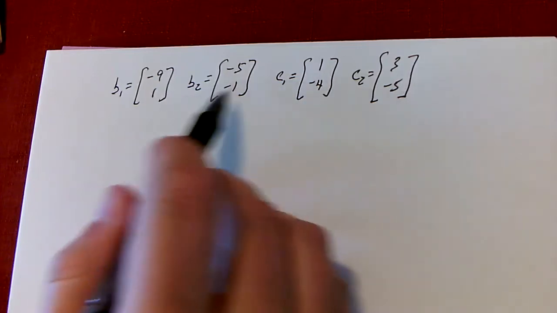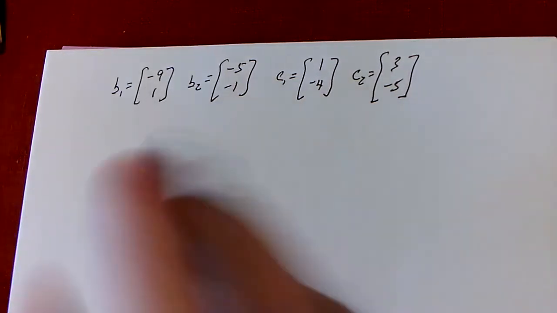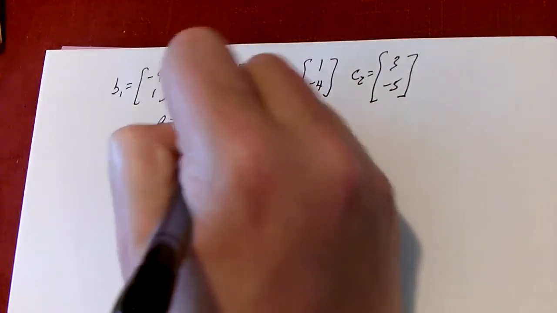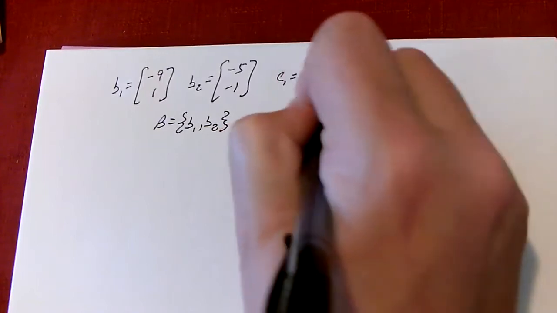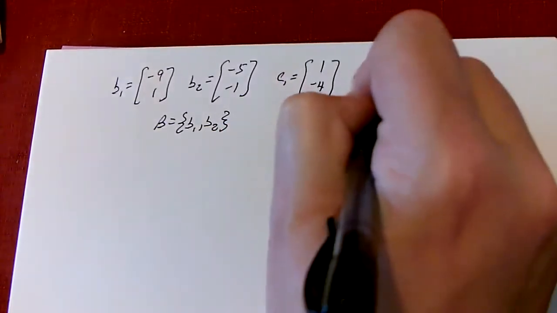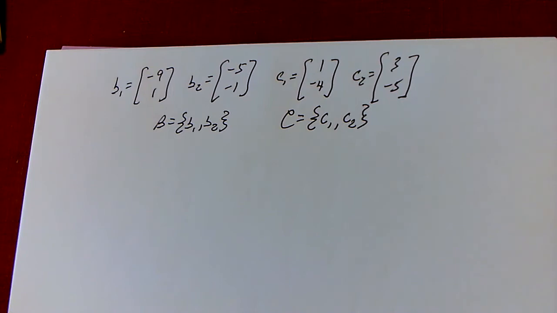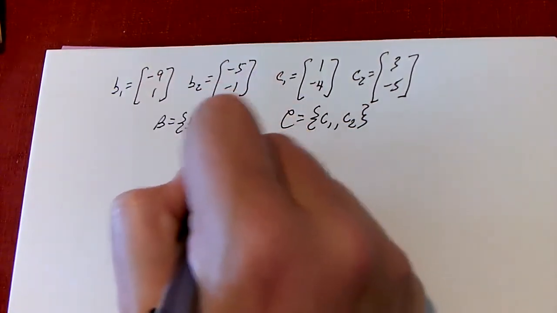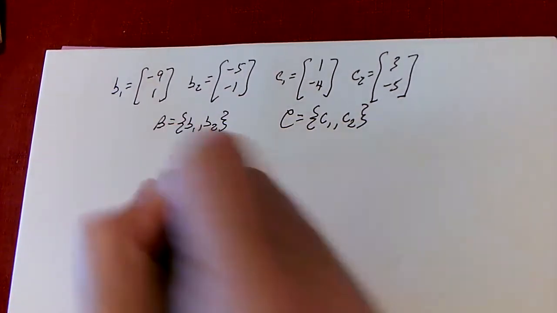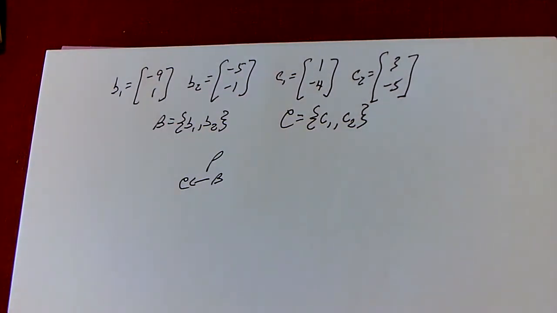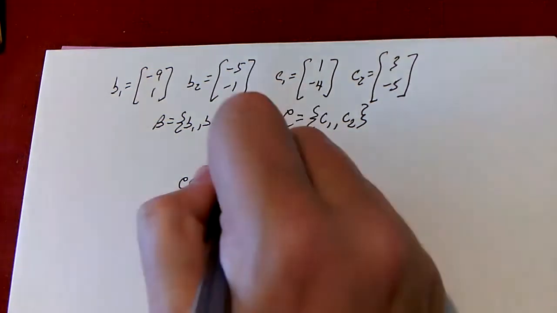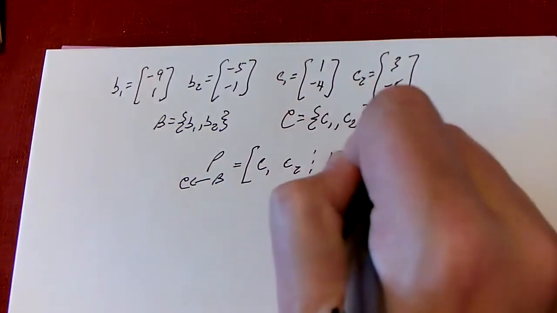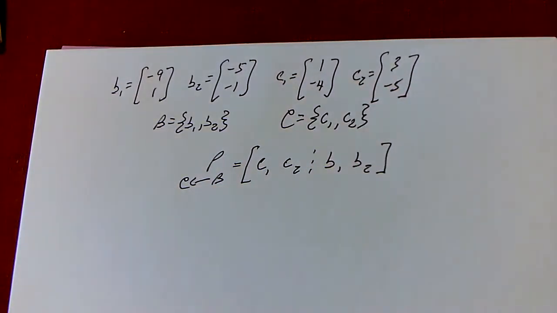Again, these are not multiples of each other. Altogether there are too many vectors, but separately, I know I have a basis B, B1, B2, and I have a basis C, C1 and C2. Now, we know from what we talked about last time, if I'm looking for a change of basis matrix that goes from B to C, what I do is I take my C1 and C2 and augment that with my B1 and B2, and I'm going to row reduce that.